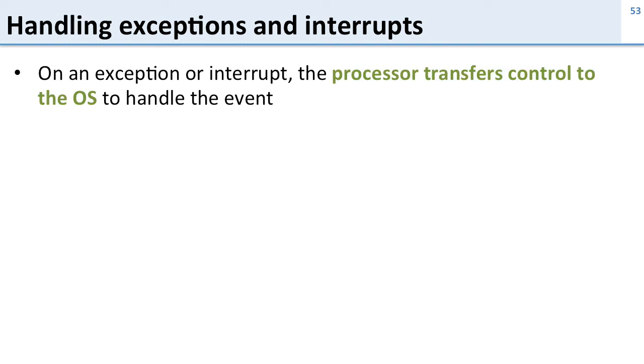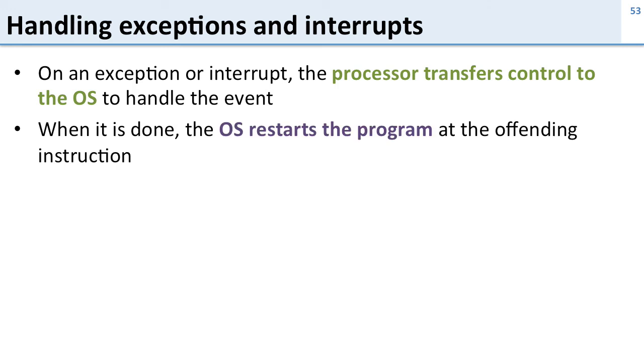So how do we handle these exceptions and interrupts? Well, when we get an exception or an interrupt, the processor is going to transfer control to the operating system, which is going to handle the event. So when the operating system is done, it's going to restart the program at the offending instruction. So that is, on an exception or interrupt, we're going to go to the operating system, and the operating system is going to take care of it. So let's take a look at a picture.